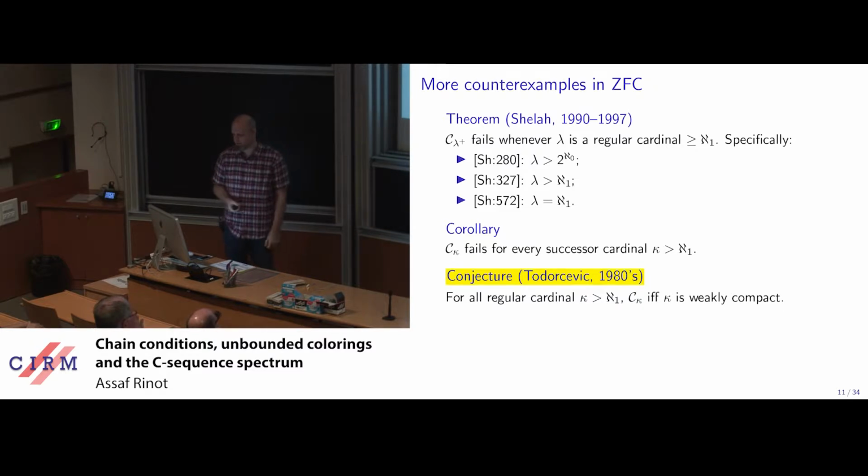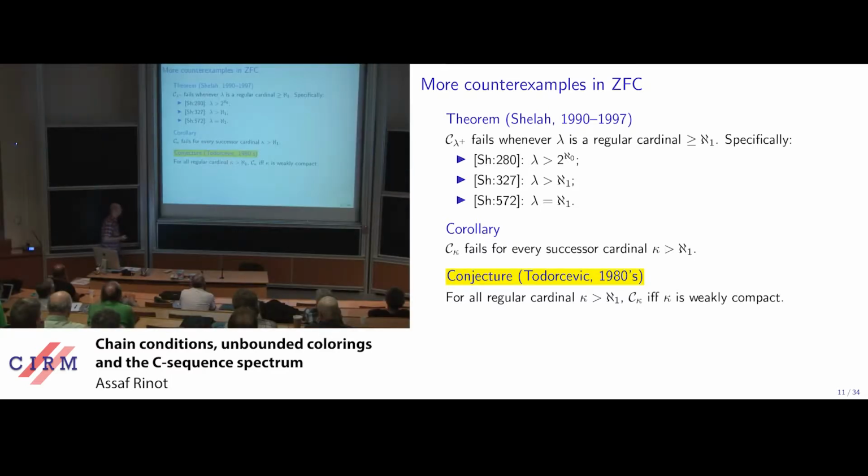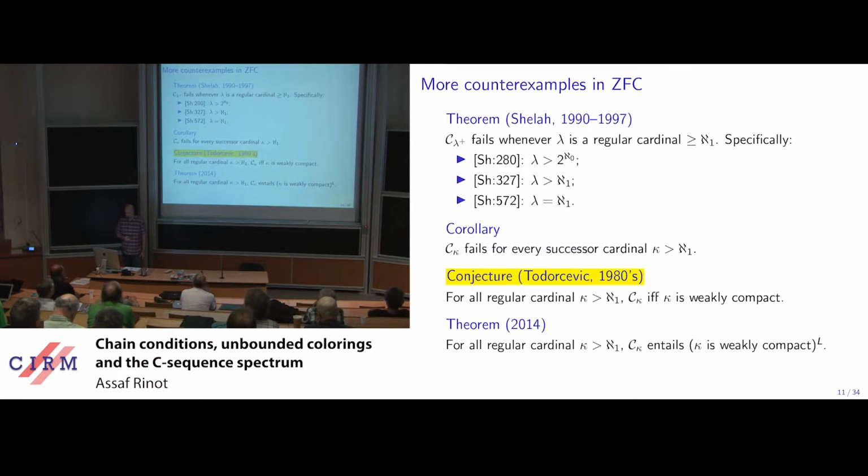And this raises a very natural conjecture due to Todorcevic. I was promising you that we are going to discuss weakly compact cardinals. He conjectured that C kappa actually characterizes weak compactness for any regular cardinal greater than Aleph1. And this is still open. I have a partial result from 2014. I showed that if C kappa holds, then kappa is weakly compact, at least in L. Or combinatorially, the proof shows that you have the failure of square kappa, and also, this is another theorem, you get that every stationary subset of kappa reflects.